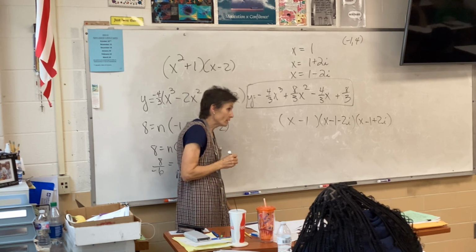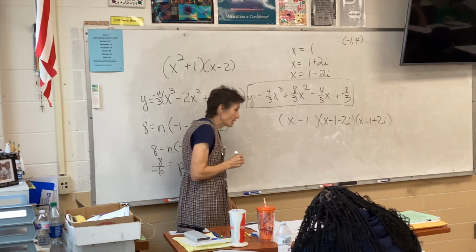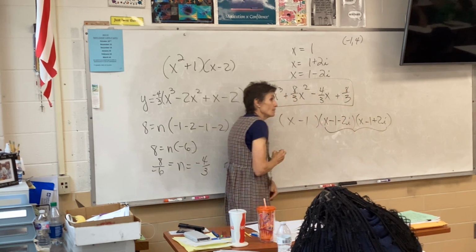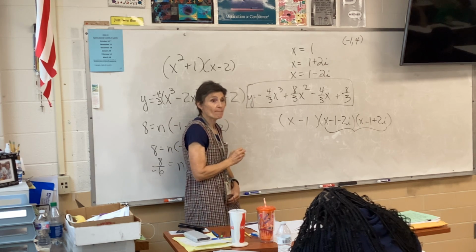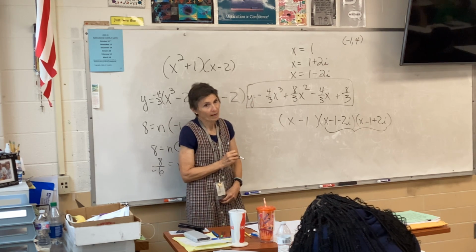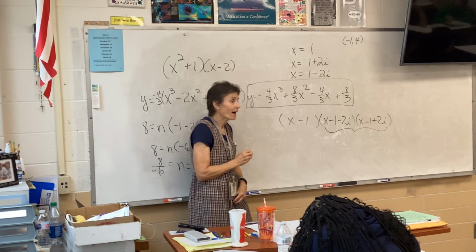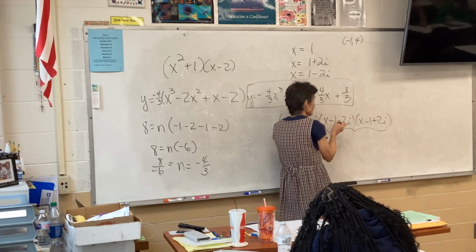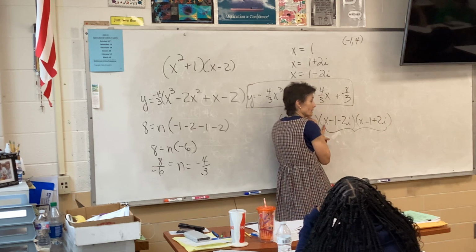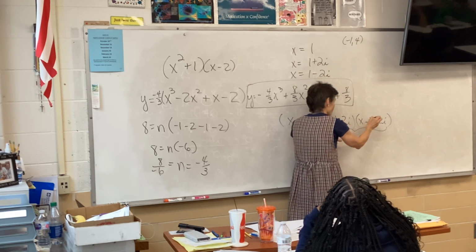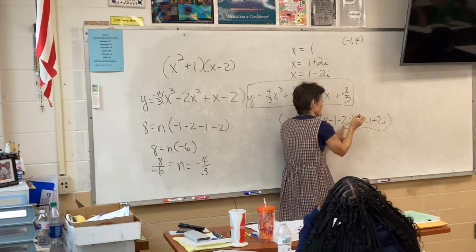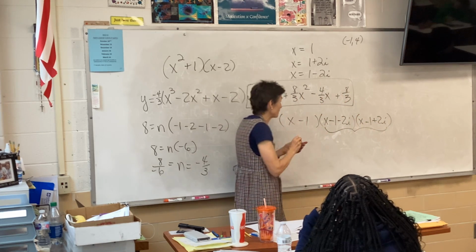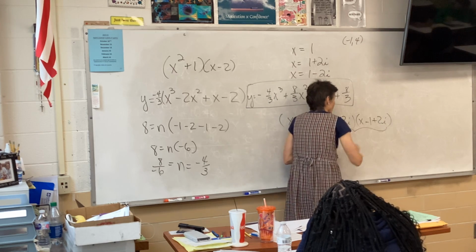Now we get to FOIL. Start here. The order you do it doesn't matter, but you gotta be organized, because there's gonna be 9 numbers altogether. So what I do is I take this one times all 3, and then I take this one times all 3, and then I take this one times all 3. But you can do it whatever order you want. You just gotta make sure all of these are times by all of those.